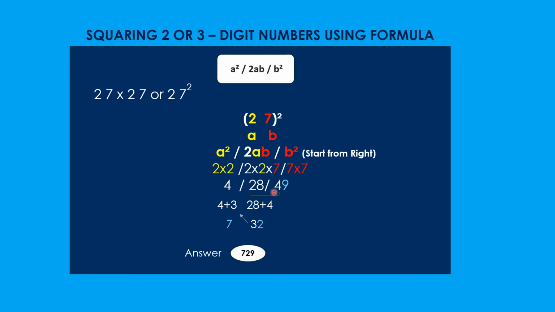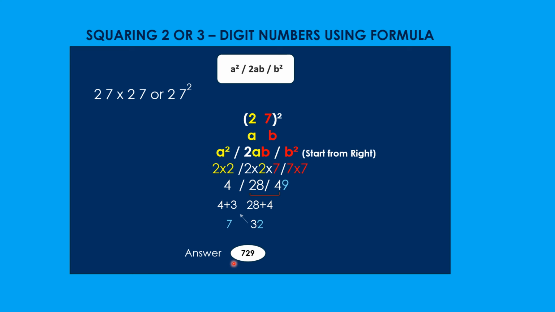So what we do is, again from right hand side, we drop the unit digit in our answer place and the rest of the digits are carried forward to the next column. So in 49, 9 is in our answer box and 4 is being transferred to the next column, 28. So 28 plus 4 is 32. Again 32, we drop the unit digit 2 in the answer box and 3 is carried forward to the next column, 4. 4 plus 3 is 7. So you get your answer 729.